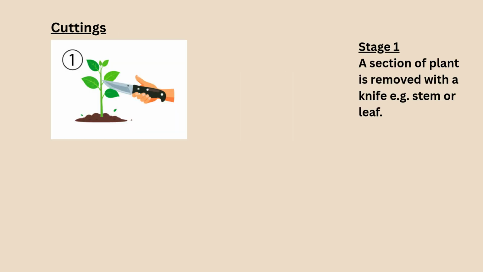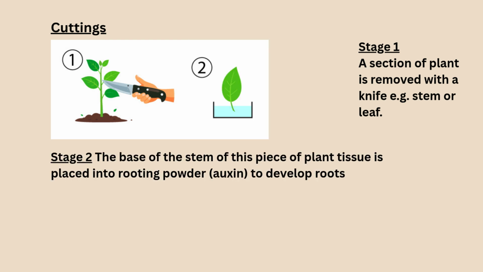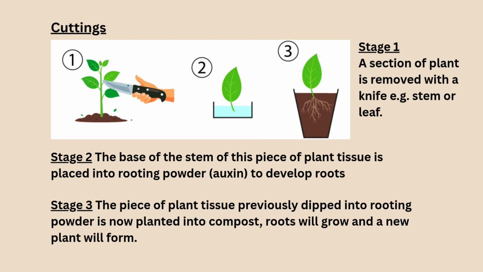With cuttings, a section of a plant is removed with a knife, e.g. a stem or a leaf. The base of the stem of this piece of plant tissue is placed into rooting powder, otherwise known as auxin, to develop roots. The piece of plant tissue that was previously dipped into rooting powder is now planted into compost, roots will grow and a new plant will form.